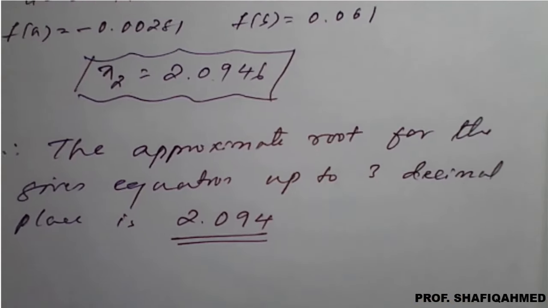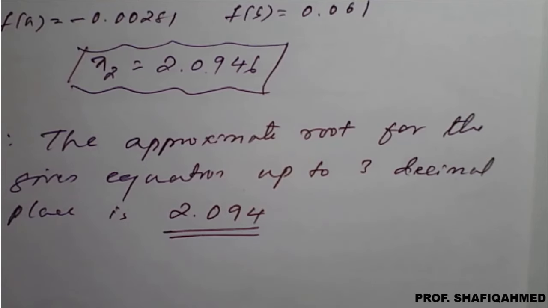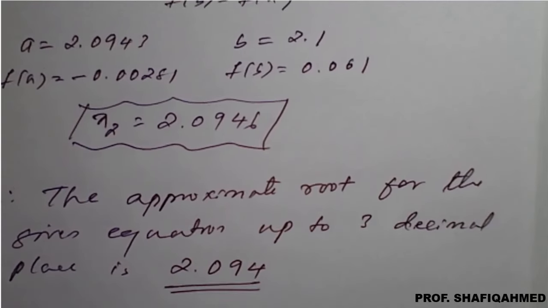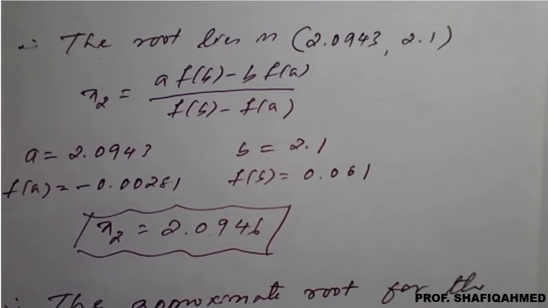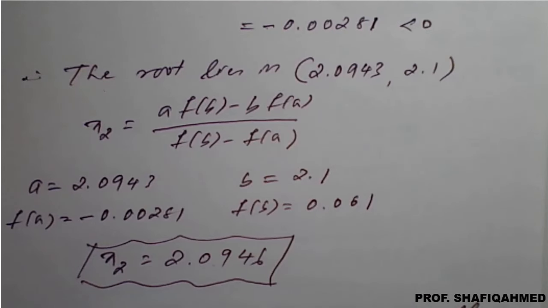If they ask for 4 decimal places, this will not work out, so we need to go for one more iteration. This is just a trial example I have shown you. With this reference we'll go through more examples, so that you can understand more. In this way we need to work out the example using the regula falsi method, the numerical method, for the given algebraic equation we have taken here.